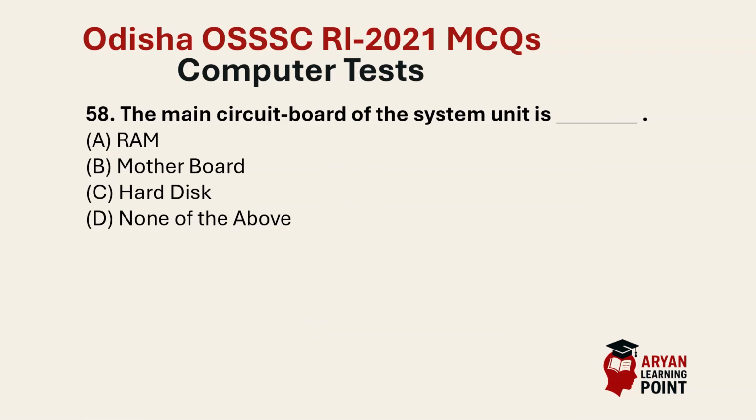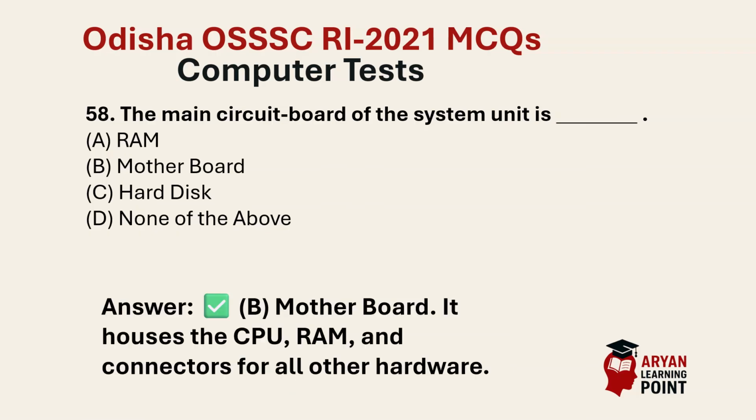58. The main circuit board of the system unit is: A. RAM. B. Motherboard. C. Hard disk. D. None of the above. Answer: B. Motherboard. It houses the CPU, RAM, and connectors for all other hardware.